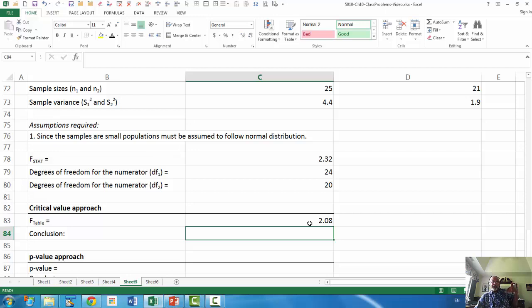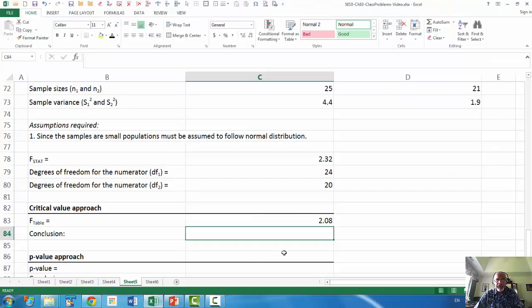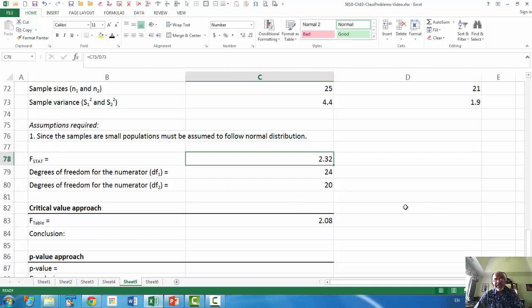If we use the F table from the textbook, we would use the F tail area of 0.05 and the degrees of freedom of 24 and 20. So here is the F table. Tail area is 0.05, then 24 and 20 will give you 2.08, which is what we have here. So the conclusion is, since the F stat is greater than the F table value, we reject the null hypothesis.